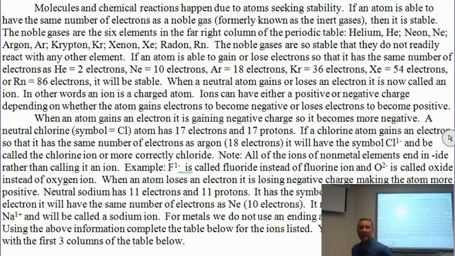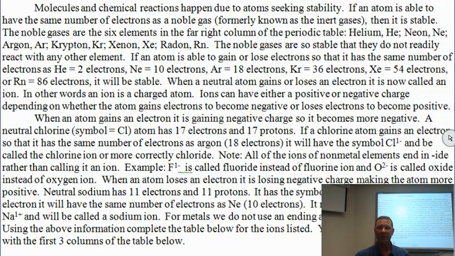It says molecules and chemical reactions happen due to atoms seeking stability. If an atom is able to have the same number of electrons as a noble gas, formerly known as inert gases, then it's stable. That's kind of a key point. You should highlight that. If an atom is able to get the same number of electrons as a noble gas, it's stable. Noble gases are the 6 elements in the far right-hand column of the periodic table. So pull out your periodic table, look at that. We got helium, neon, argon, krypton, xenon, and radon.